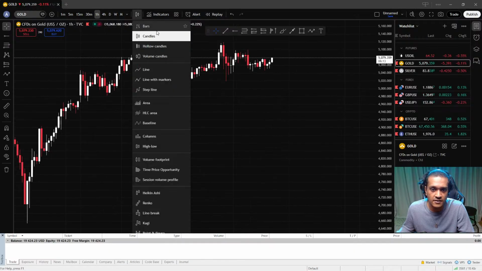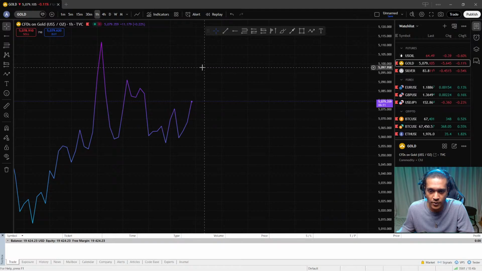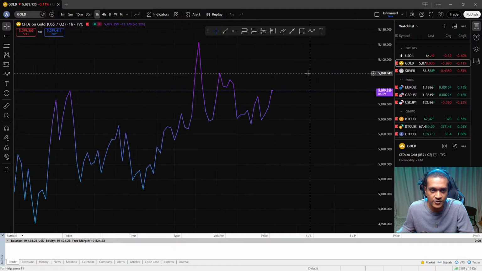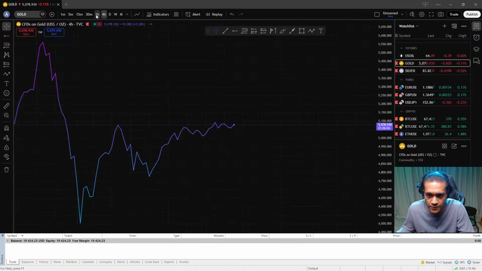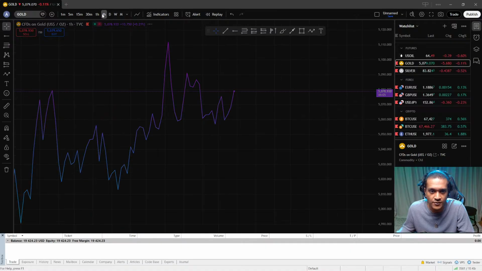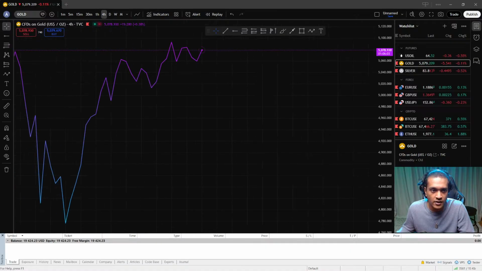So we're going to change this candlestick to line chart so that we can identify where is the support and where is the resistance. So we're going to use H1, H4 first. Okay, there's not much. Okay, the H4 there is one. So there is support in this area here.